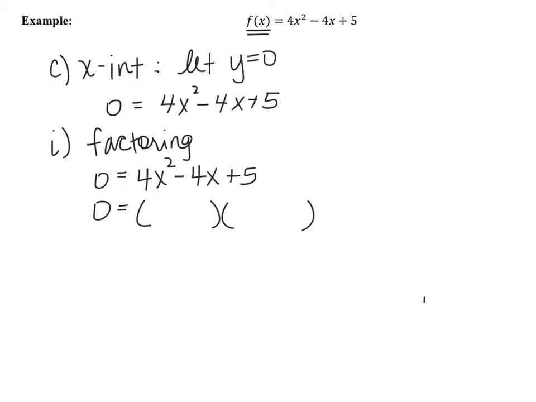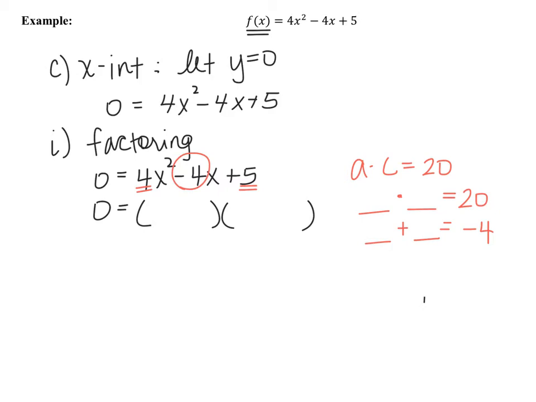And guessing and checking, or using trial and error, is certainly one way to try to factor this. Another way you might be familiar with is called the AC method, where you multiply the A times the C value. So in this case, A times C would be 4 times 5, which is 20. And we're looking for 2 numbers that will multiply to give us 20. And those same 2 numbers will need to add to give us the B value. In this case, our B value is -4.